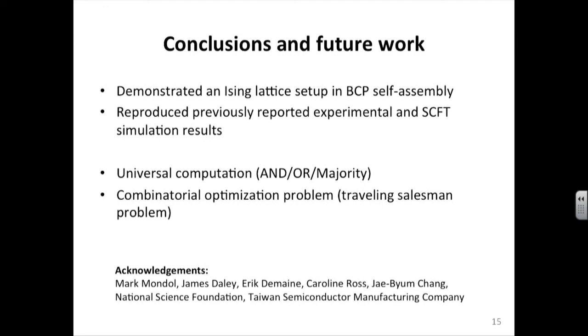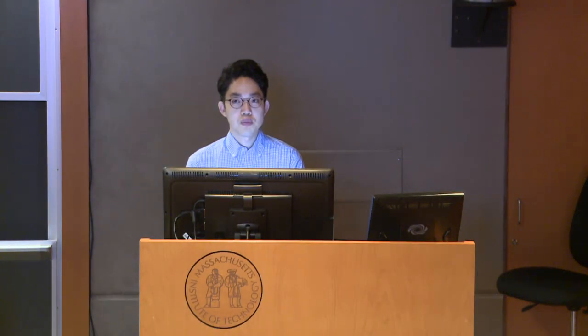Other than universal computation, it is known that combinatorial optimization problems, such as the traveling salesman problem, can be mapped to the Ising model. So our long-term, ultimate vision is to use block copolymer self-assembly to solve complex optimization problems.